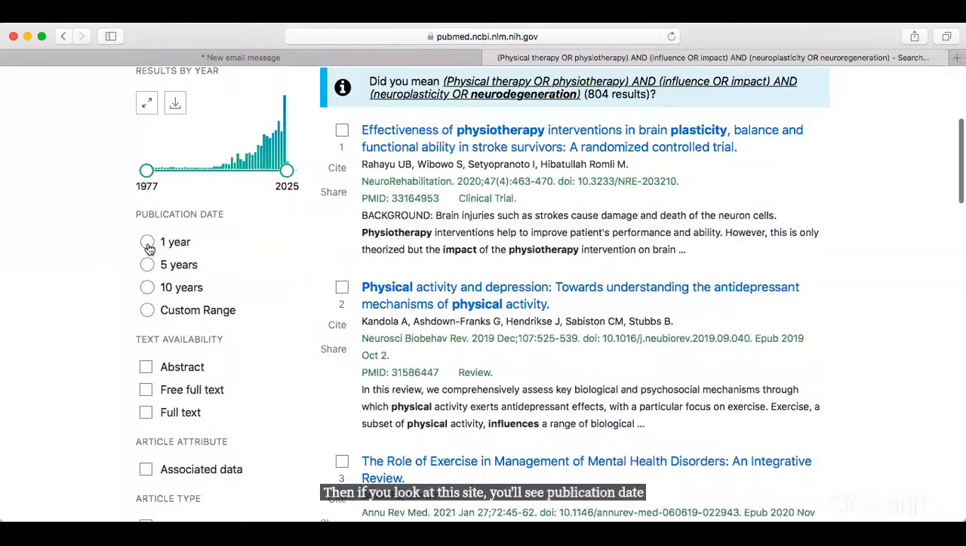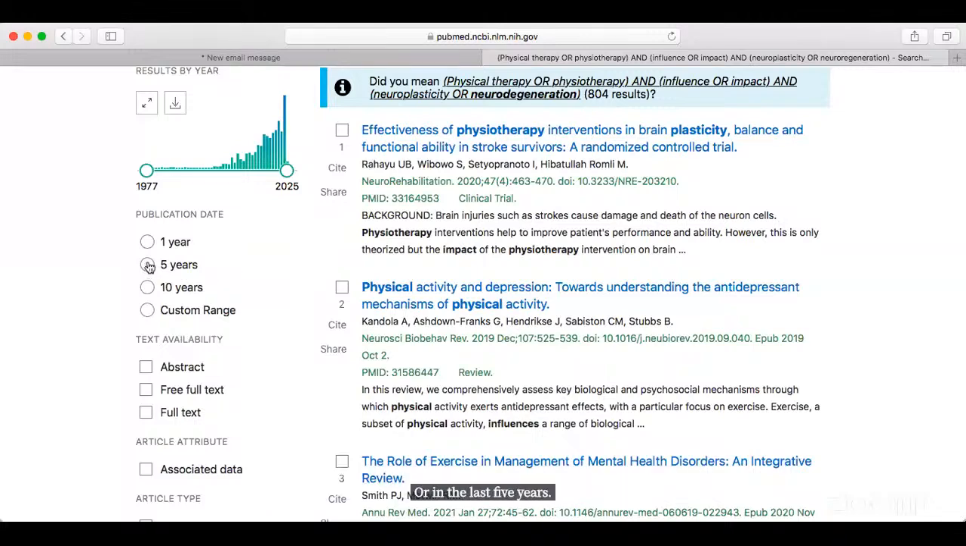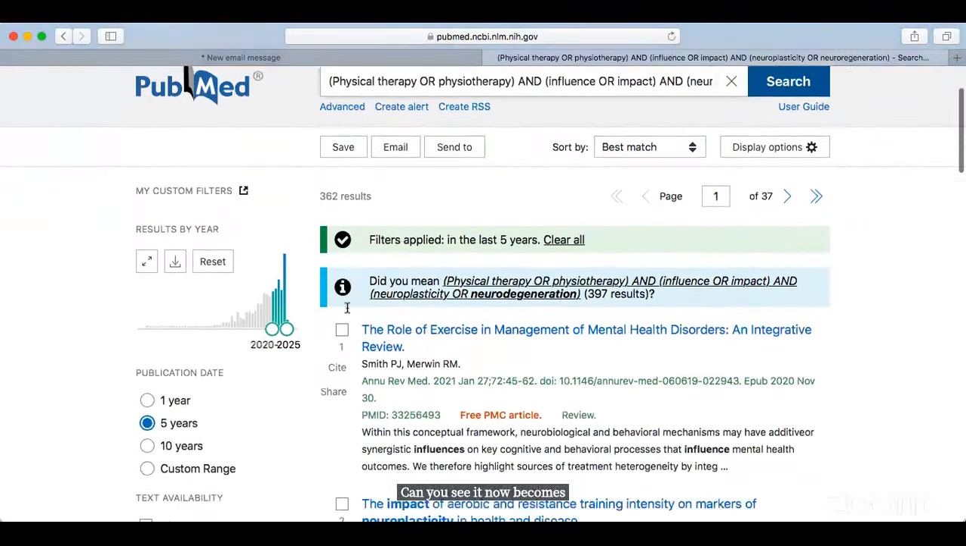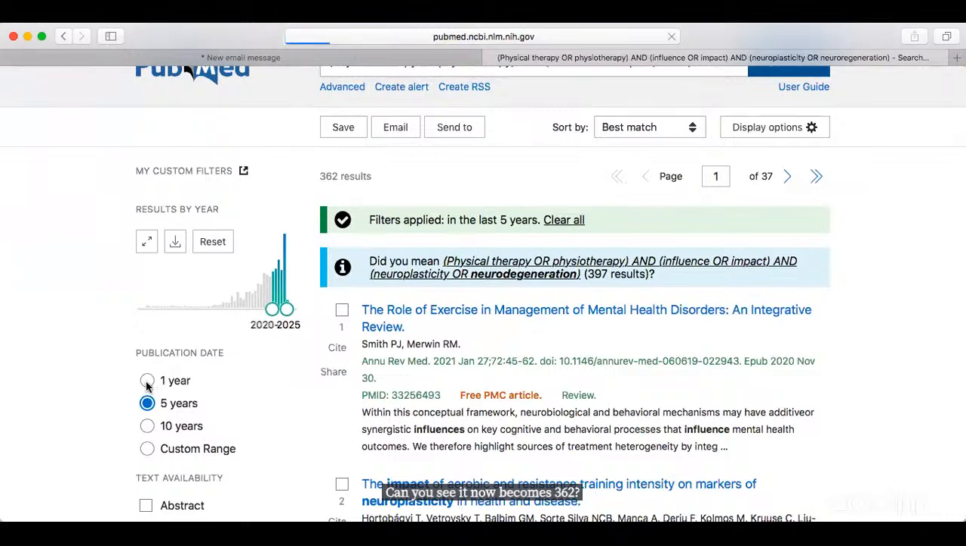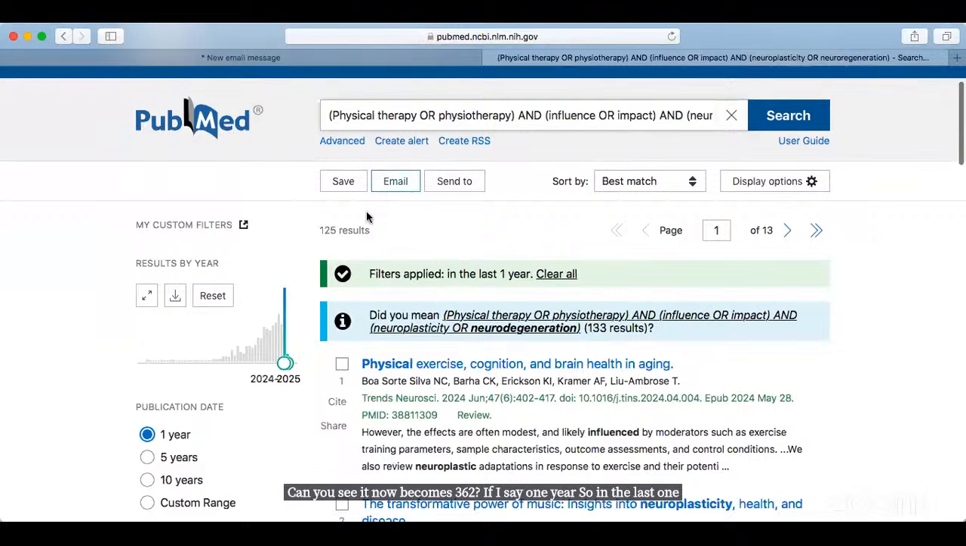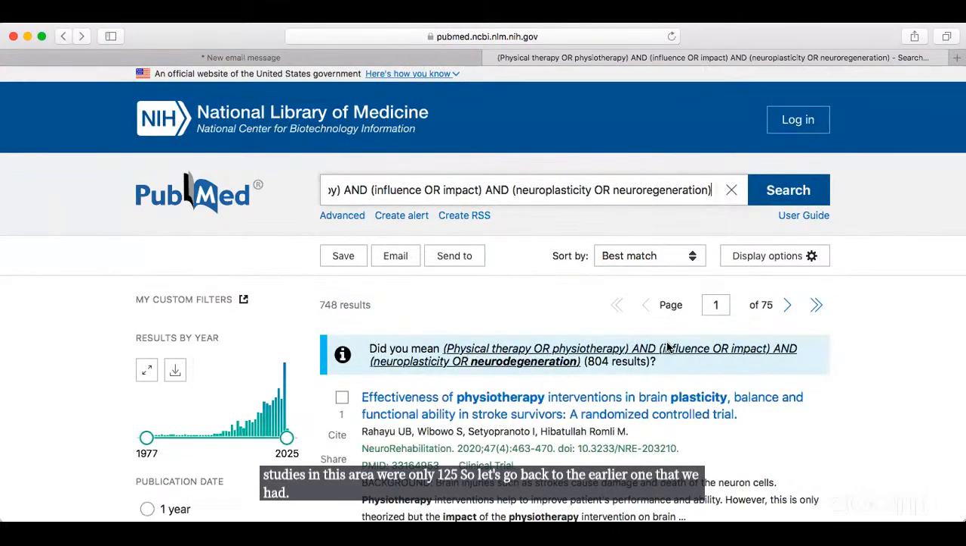Then if you look at this side, you'll see publication date. If you wish to only have articles that were done in the last 1 year or in the last 5 years, so let's say 5 years. Can you see it now becomes 362? If I say 1 year, so in the last 1 year, studies in this area were only 125. So let's go back to the earlier one that we had, which is 748.